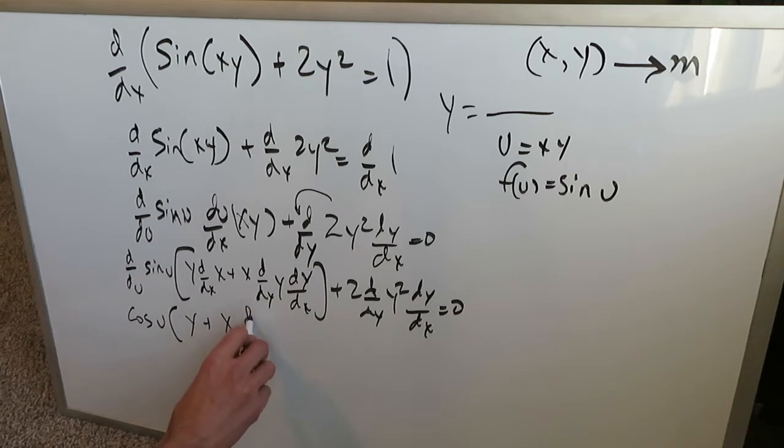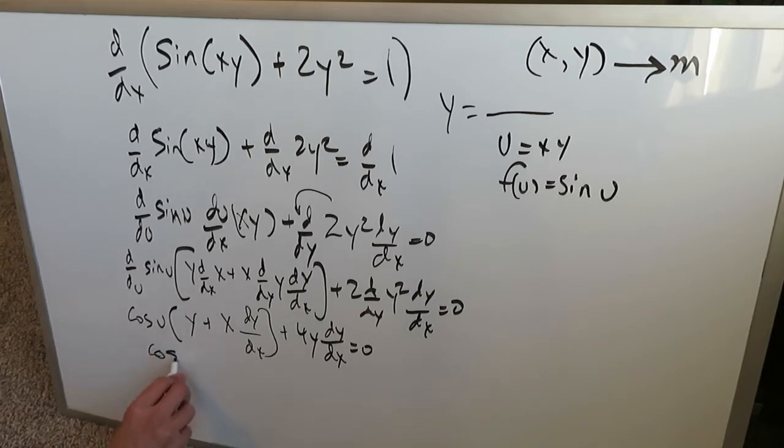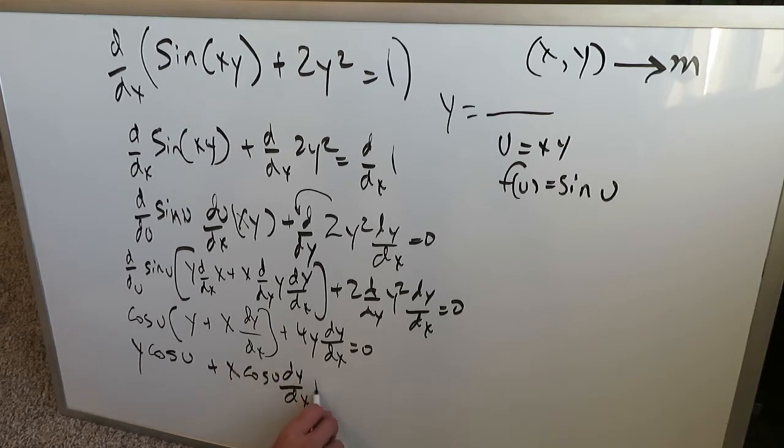But don't forget the label that it comes with, dy/dx. Now look over here. The derivative of y squared is 2y. 2 multiplies with this 2, you get a 4y. But don't forget this dy/dx label, because you have to solve for that. Now in the next step, it makes sense to actually open this up. You get cosine u, and let's bring the y before it, plus x cosine u, and I'm going to keep the dy/dx with it, plus 4y dy/dx is equal to 0.